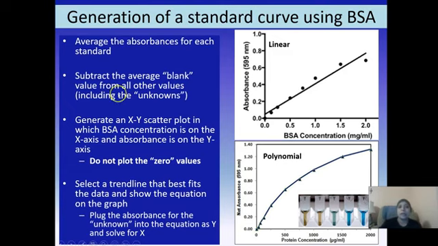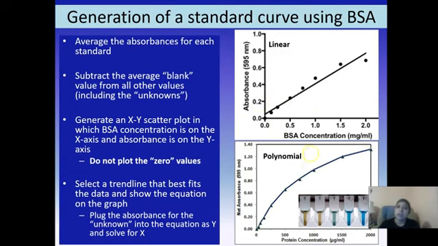To create the scatter plot, you're going to average the absorbances for each of your standards, those 3 replicates that you got. You're going to subtract the average blank value from the 3 blanks, the first well, and remove that value from all your samples to get the blank corrected absorbance. You're then going to generate an XY scatter plot in which your BSA concentration, your independent variable, is on the x-axis, and the absorbance at 595, your dependent variable, is on the y-axis.